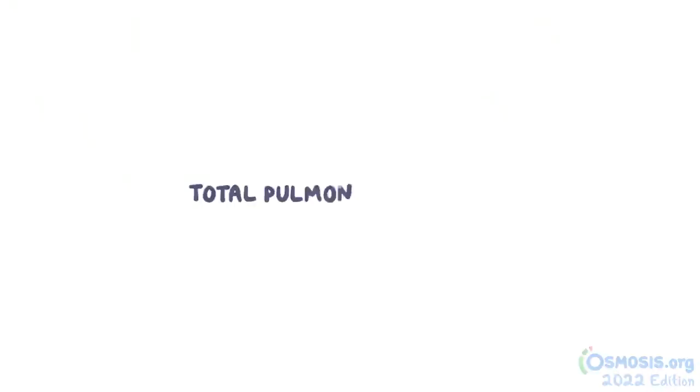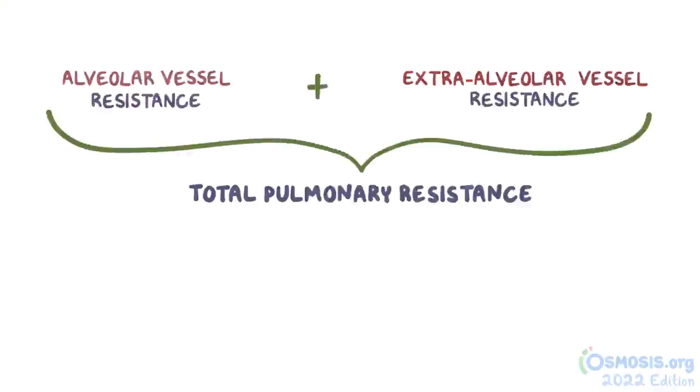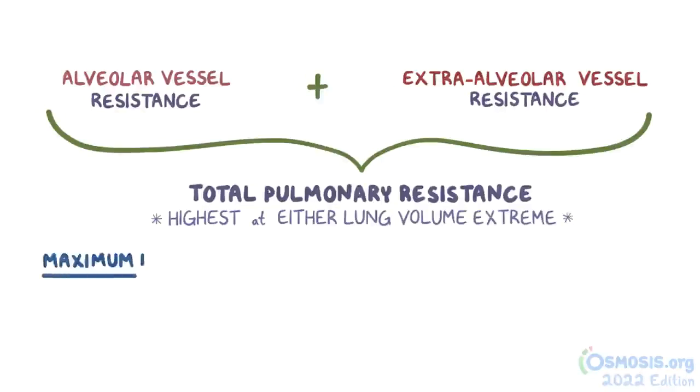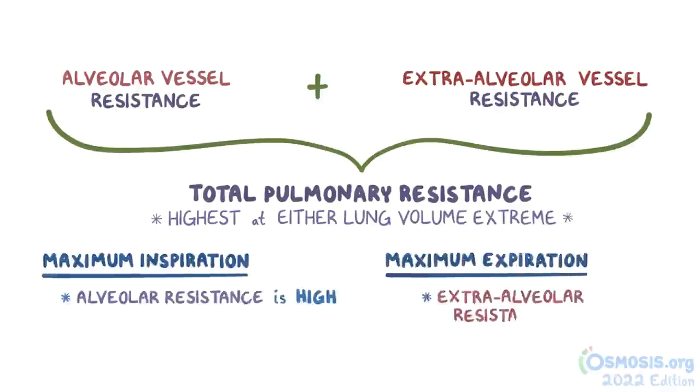So, since total pulmonary resistance is the sum of alveolar vessel and extra-alveolar resistance, total pulmonary resistance is highest at either lung volume extreme: at maximum inspiration when alveolar resistance is high, and at maximum expiration when extra-alveolar resistance is high.